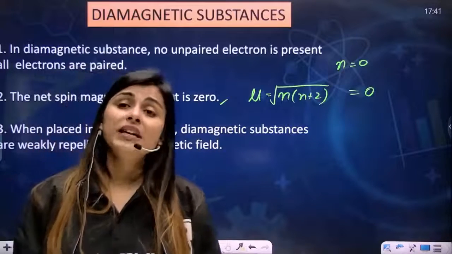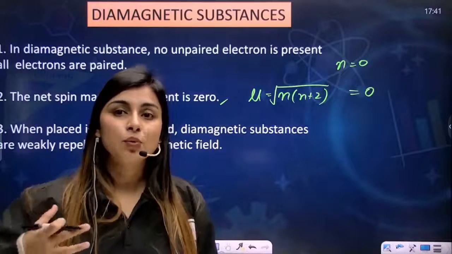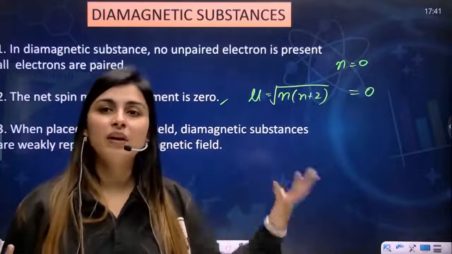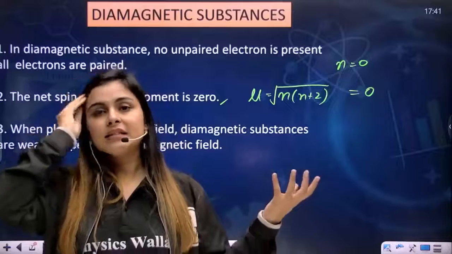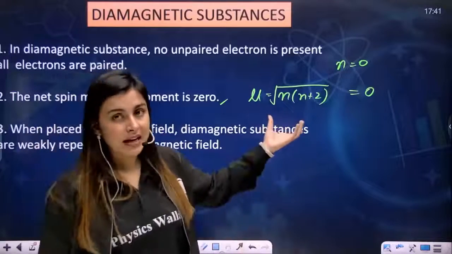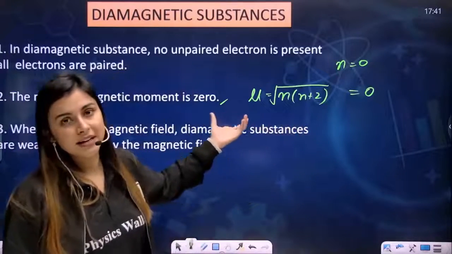Okay, and you can calculate it, because you can calculate the magnetic moment experimentally. For every element you calculate the magnetic moment and you find out how many unpaired electrons are present, and since it comes out to be 0, then we can say that it is a diamagnetic substance.